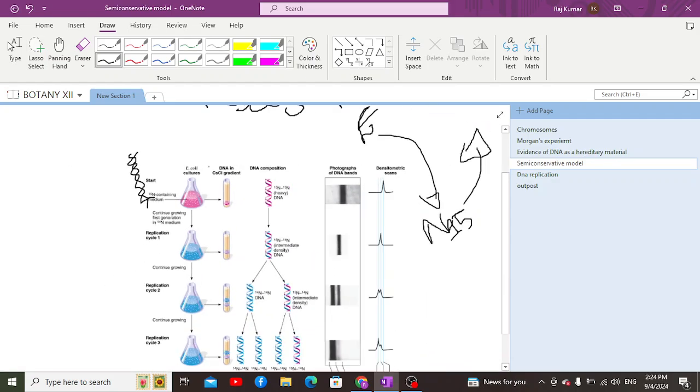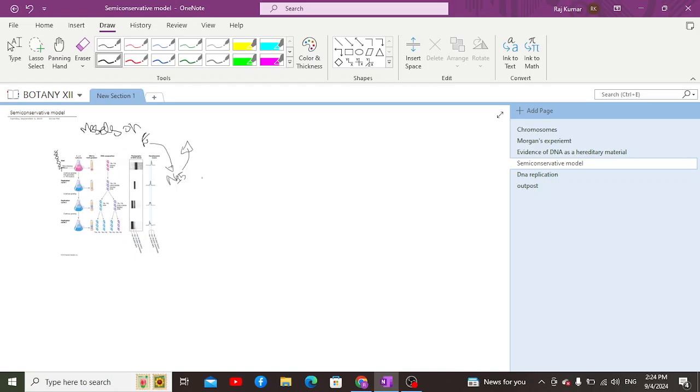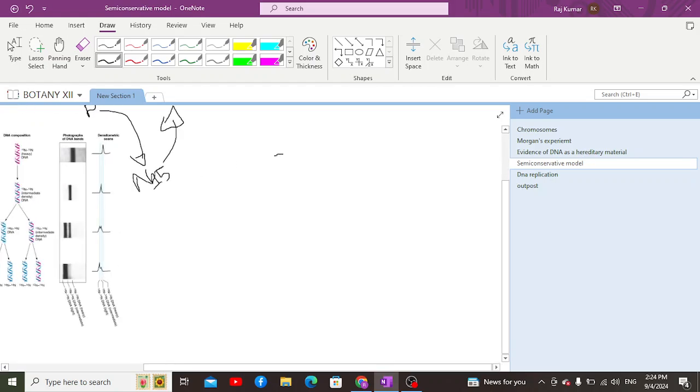At that point, they utilized a centrifugation machine. But it was not a normal centrifugation machine, because it consisted of a cesium chloride gradient.